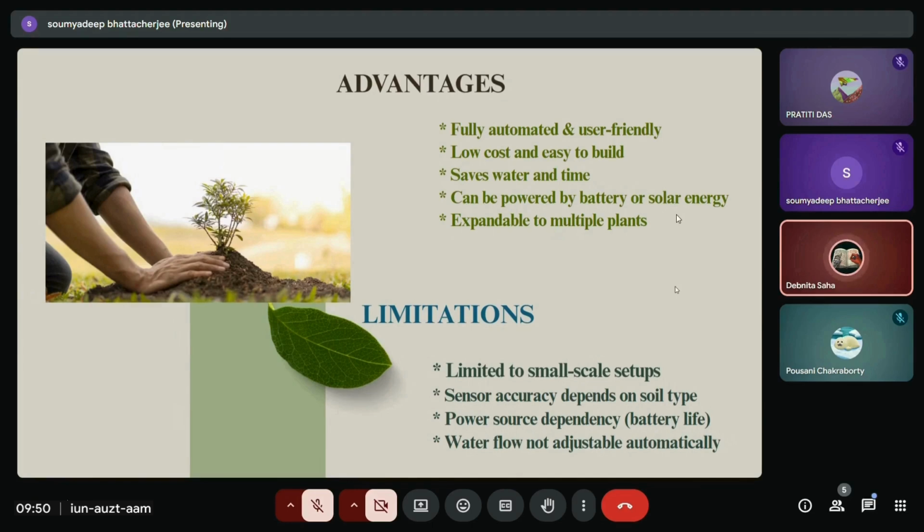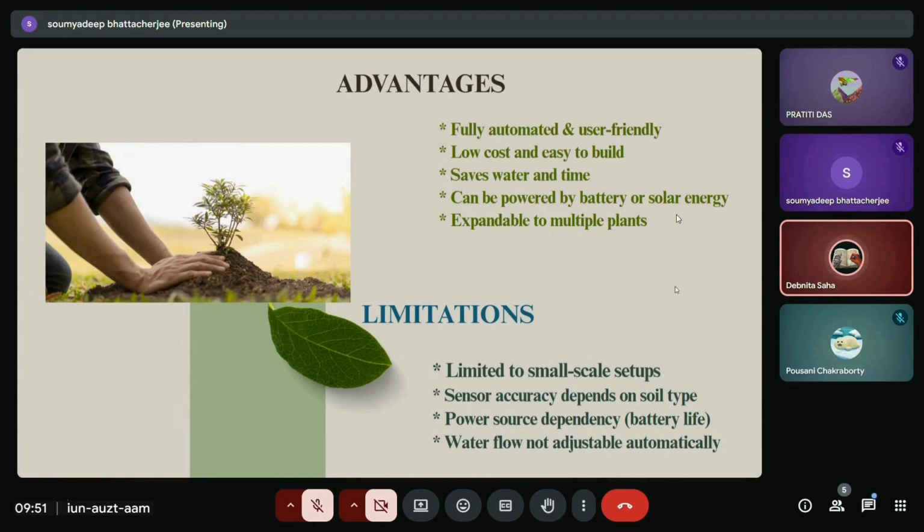The second advantage is efficient water usage. Traditional watering methods often waste water because we don't know how much the plant actually needs. This system uses sensors to water only when necessary and only for the required duration. It prevents over irrigation and ensures that no drop is wasted. In areas where water scarcity is a problem, this technology can make a big difference. Even in urban gardening or greenhouse setups, it promotes responsible water management, aligning with the goal of sustainable development.